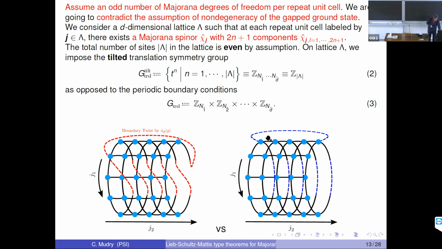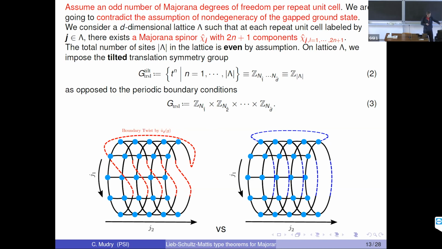So the translation group is this translation group if I have this picture here. But instead of using this translation symmetry group, I'm going to use this tilted one. The idea is the following: I start from here, I go down, I translate this site like that, like that, like that. And when I'm here, instead of going back to the blue site where I started from, I jump to the next blue site along the J2 axis.